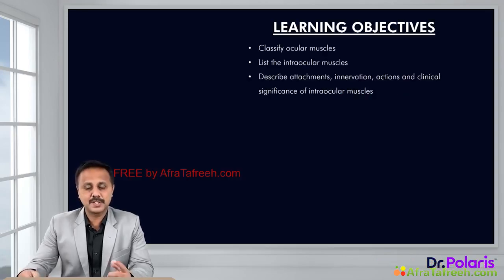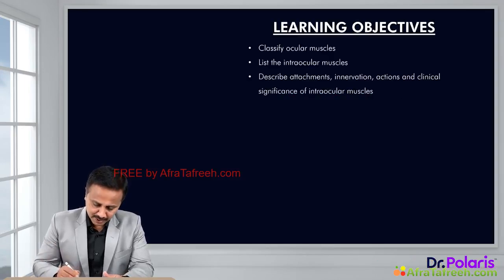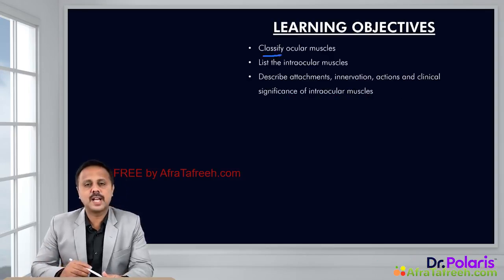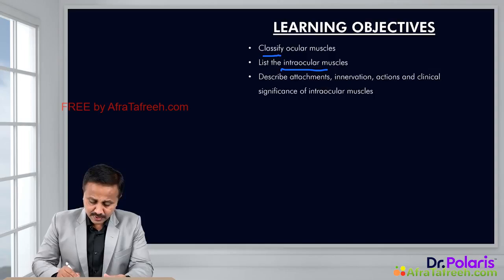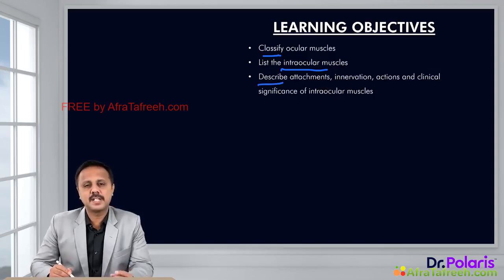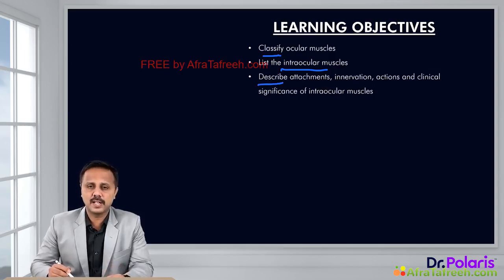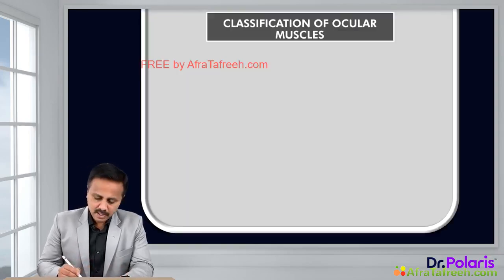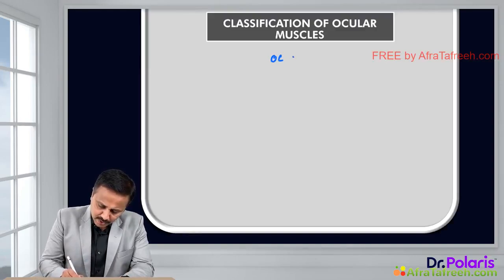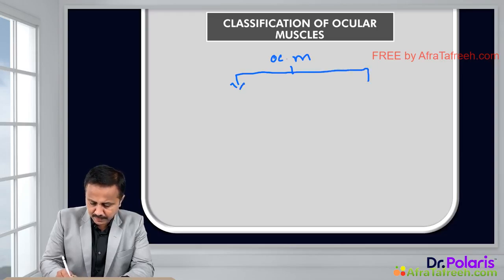The learning objectives for this session are, at the end of completing this session, you should be able to classify the ocular muscles, list the intraocular muscles (the extraocular muscles we will learn in a separate session), then describe the attachment, innervation, and then actions and clinical significance of these intraocular muscles. Let's begin with classification then. The ocular muscles are broadly classified into two groups.